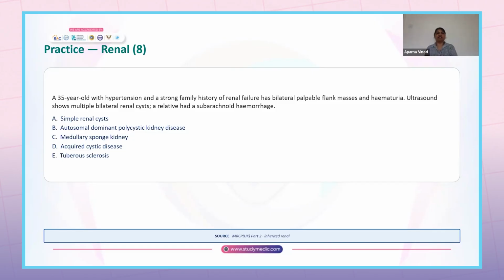Is it a simple renal cyst? They're already telling you it is bilateral renal cysts. Is it AD-PKD? Could be, because of bilateral palpable flanks, hematuria, multiple bilateral renal cysts, and history of subarachnoid hemorrhage as well. Is it medullary sponge kidney? Unlikely with all these features. Acquired cystic disease? Again unlikely, because there is a history of cysts elsewhere. And is this tuberous sclerosis? They are not giving us any history of other CNS features.